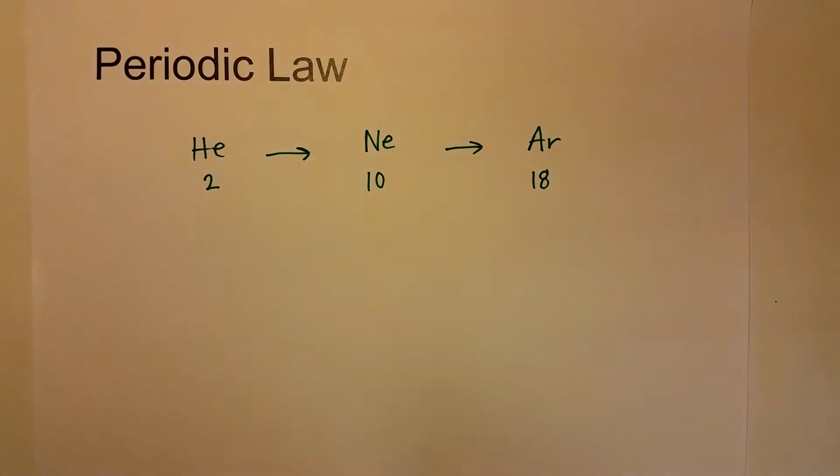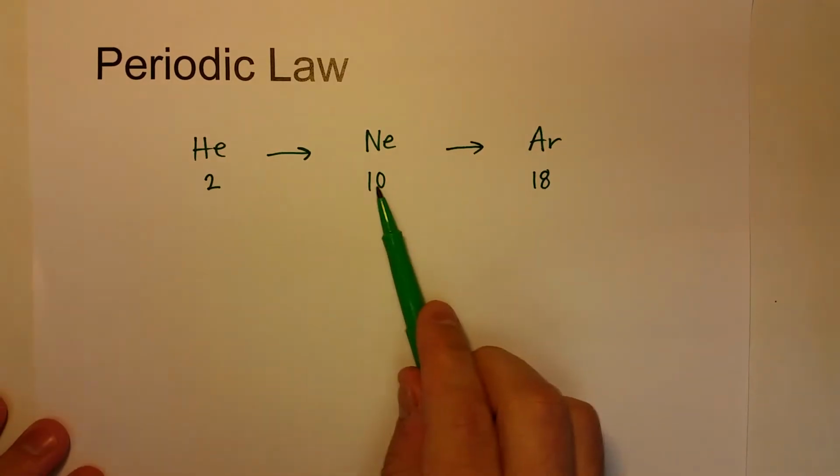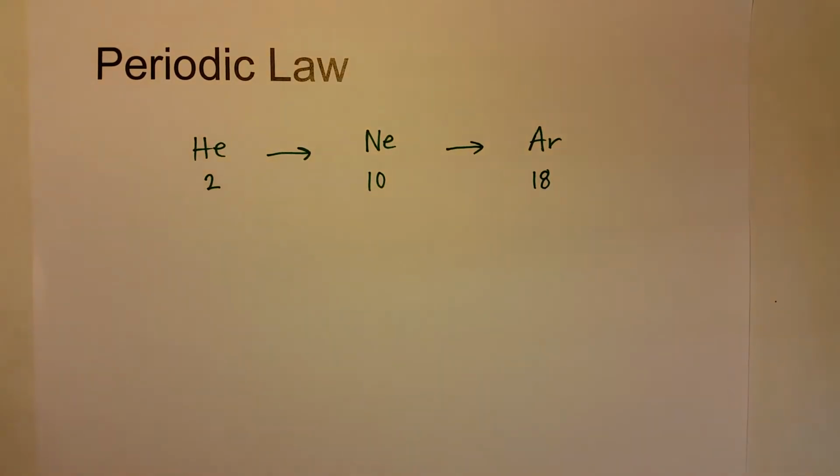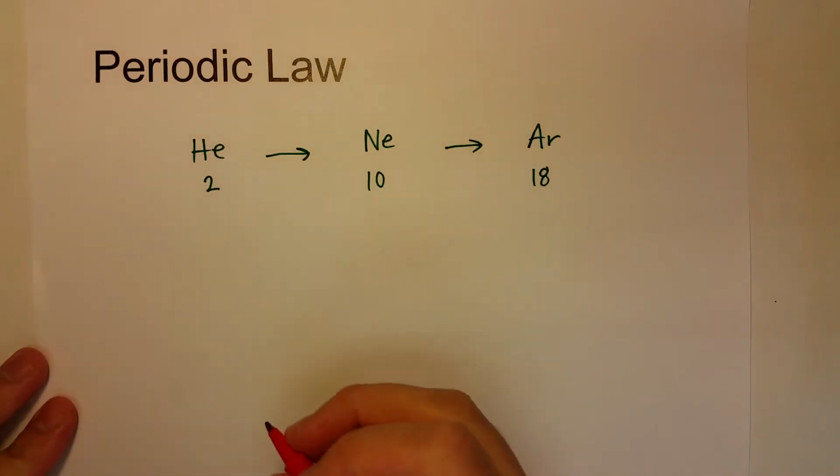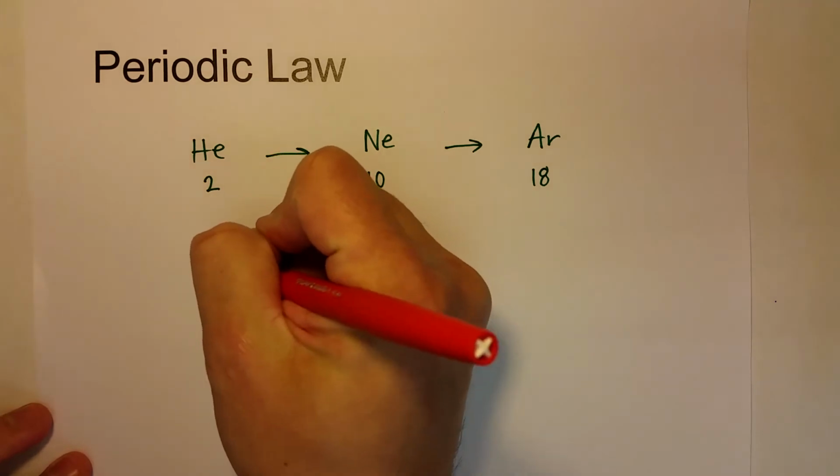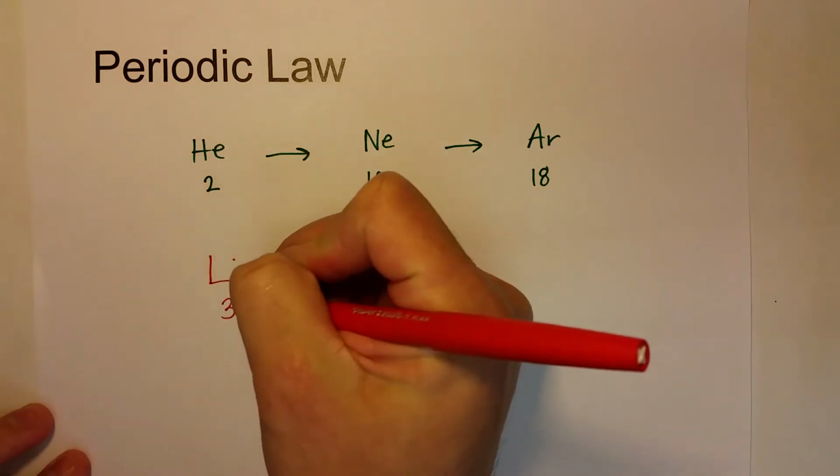This starts what we know is the periodic law. There's a repeating pattern or periodicity. After argon, the periodicity changes from 8 to 18 to 32, but it still holds true. Additionally, we can think about other elements like lithium, which is element number 3.